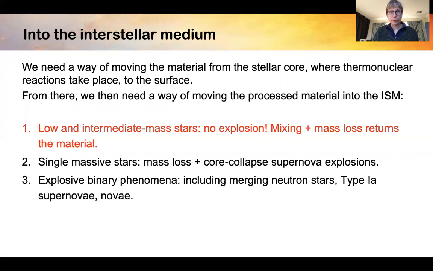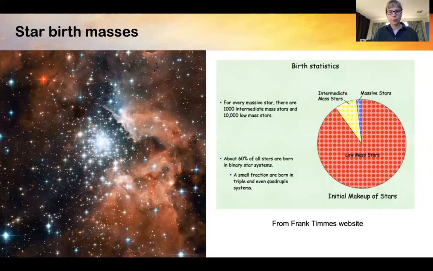So this is just a summary, putting in words what I've just said. So we need a way of mixing processed material into the ISM, interstellar medium. And I've just highlighted with low and intermediate mass stars, there is no explosion, especially if they're single stars. And I won't discuss binaries for the reasons of time and complexity. But generally, we have mixing between the core and envelope, and then combined with mass loss or outflows that removes that material into the interstellar medium. Okay, what about birth masses?